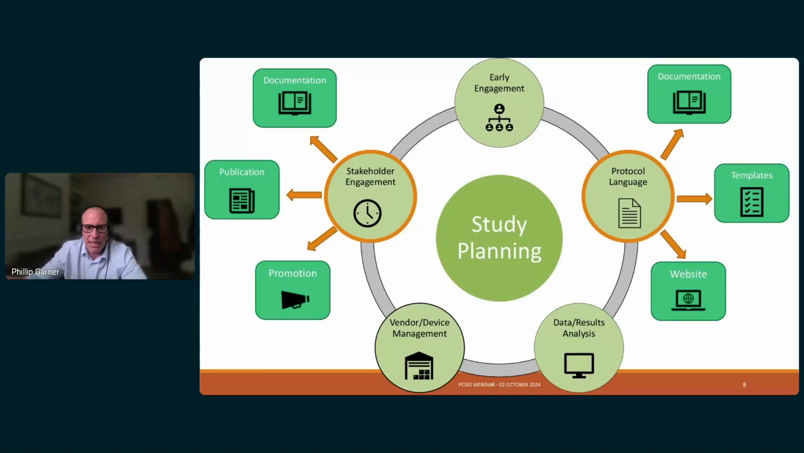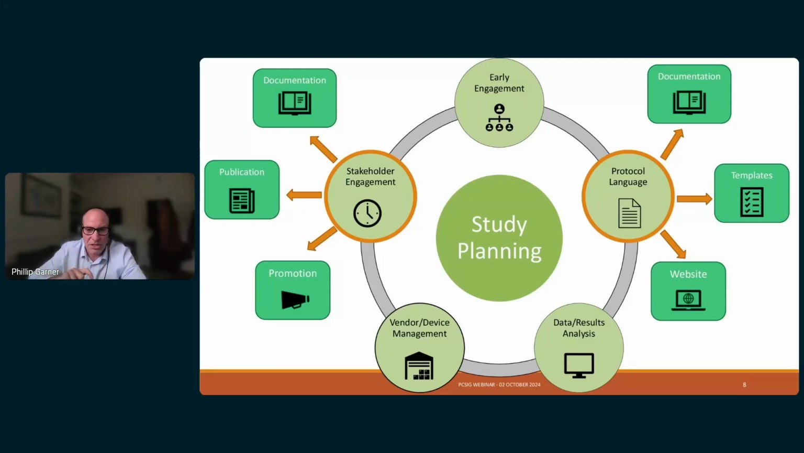And then the second key challenge identified was around protocol language itself and education on how to standardize wording around the use of PCS in the protocol, and what factors need to be considered. And this also would apply to the ICF as well. And what should we be including in there by default?